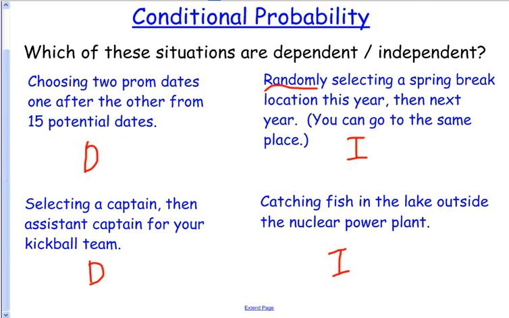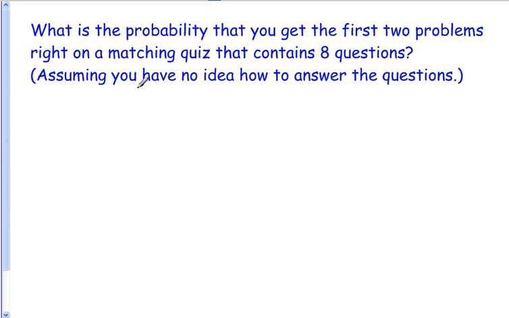Alright, we're almost done. What's the probability that you get the first 2 problems right on a matching quiz that contains 8 questions? So matching, we'll think of it in terms of blanks. How many choices do you have for that first question? And you're just completely randomly selecting. You did not study. You have no clue what they're asking on the test. So I'm just going to randomly select. I've got 8 choices for my first answer. It could be A, B, C, D, E, F, G, or H.